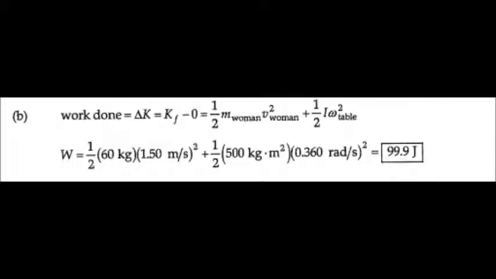Plugging in values, we get that the work done is equal to 1/2 times the mass of the woman, 60 kilograms, times her velocity, 1.50 meters per second, quantity squared, plus 1/2 times the moment of inertia, 500 kilogram meters squared, times the angular velocity of the table, which is 0.360 radians per second, quantity squared. Solving all that out, you should get 99.9 joules.